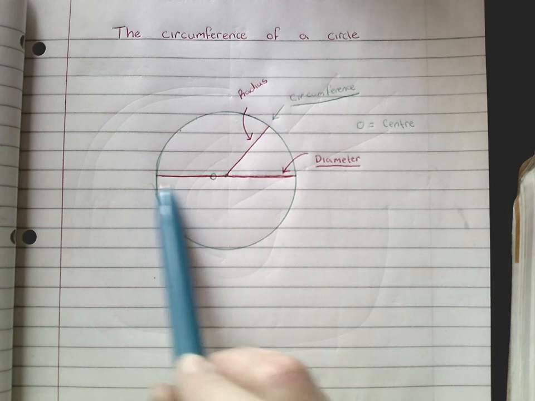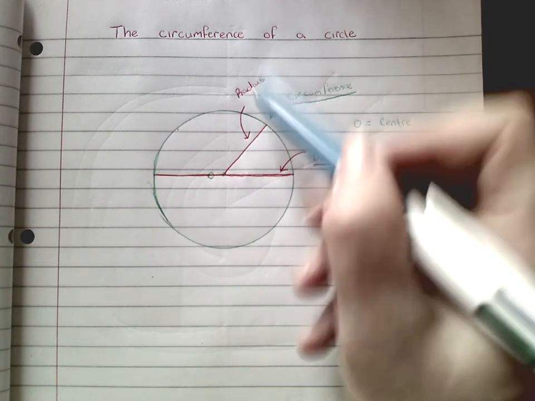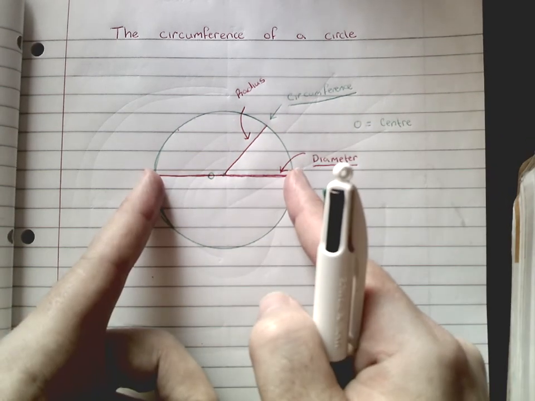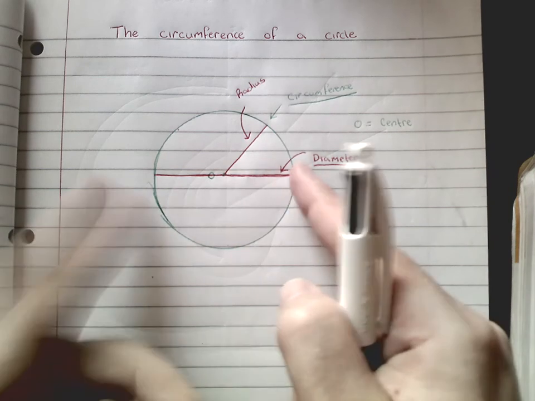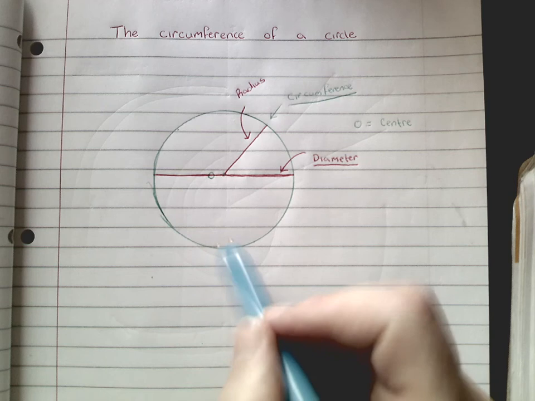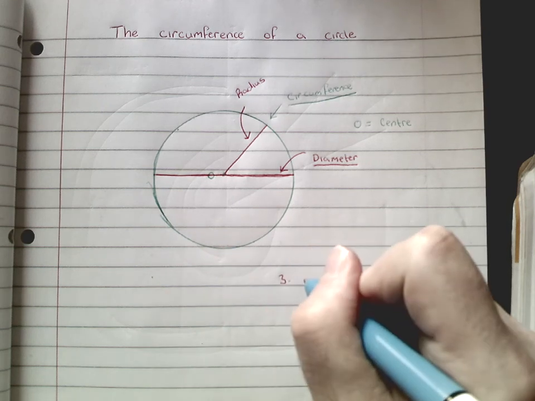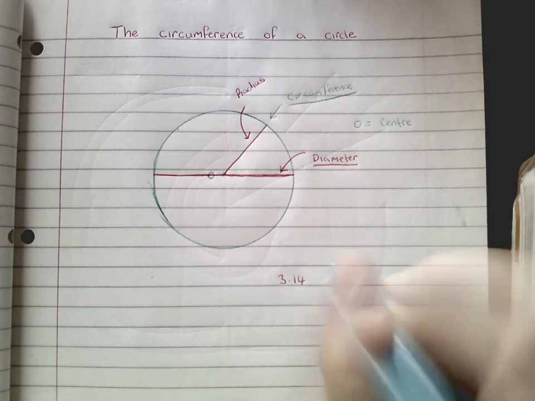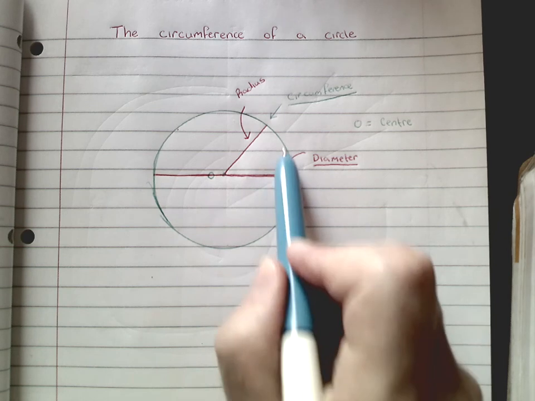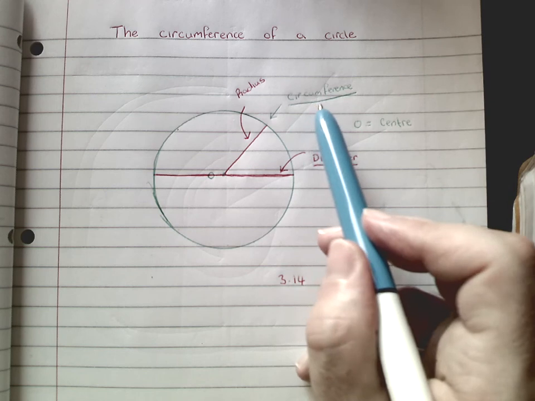Now if I was to take this diameter, so this distance from here to here, and try and stretch that around the circumference. So imagine I took this length from here to here, and then tried to see how many of these lengths I could fit around the circumference of the circle. What you would find is that we would get roughly 3.14. Approximately 3, we would get about 3 of these diameters around the circumference of the circle.